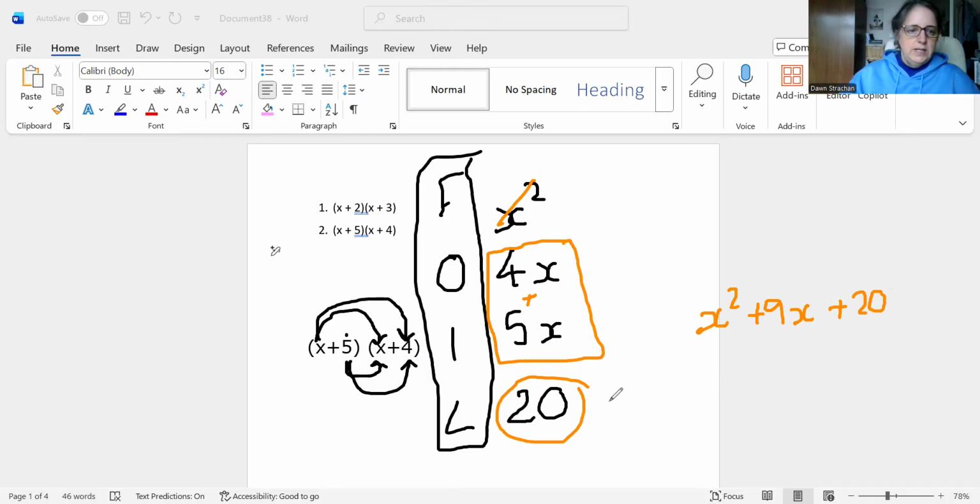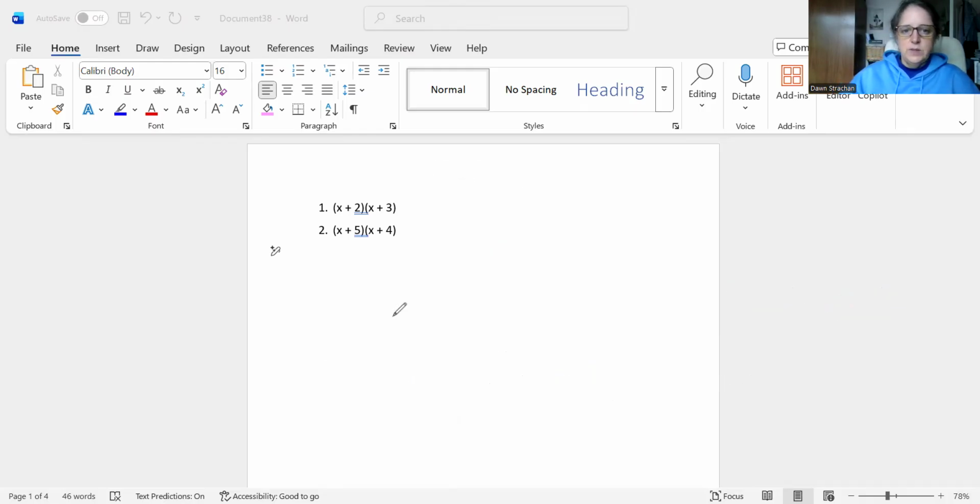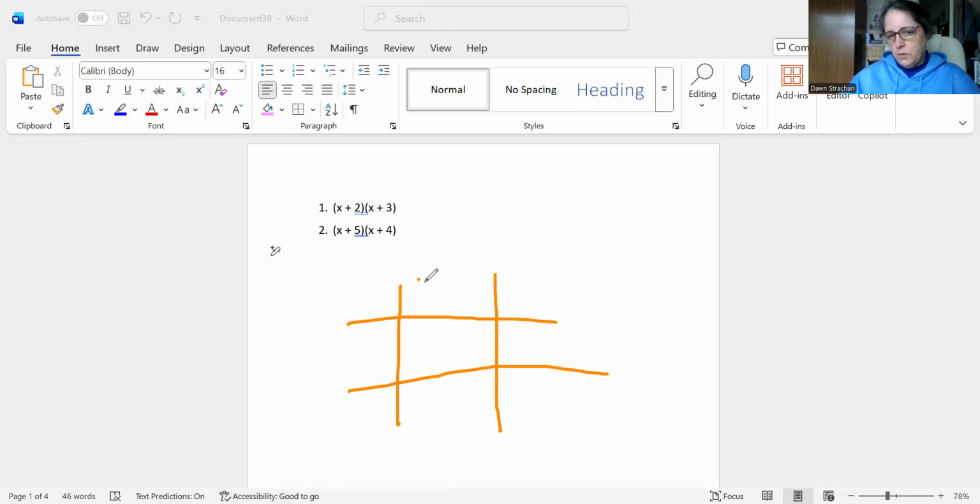So let's quickly do the other method as well. So draw our noughts and crosses grid. I do both methods for all the examples, I think. So feel free just to fast forward to get to the method that you prefer. Don't feel obliged to sit and watch all of them. So we've got x times x gives us x squared.